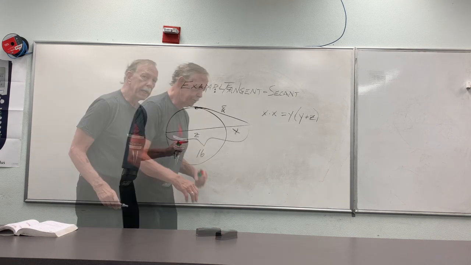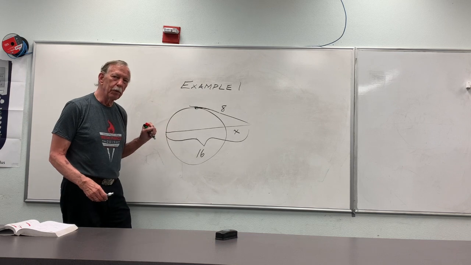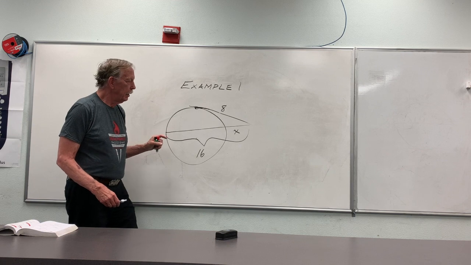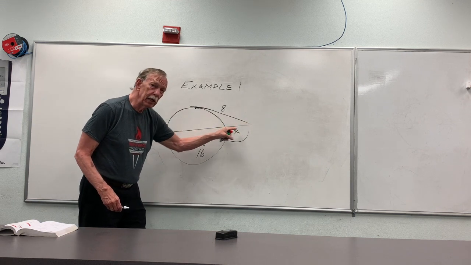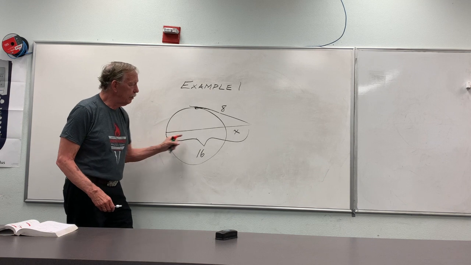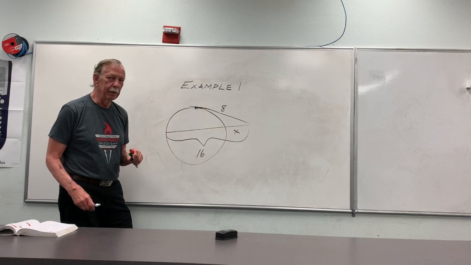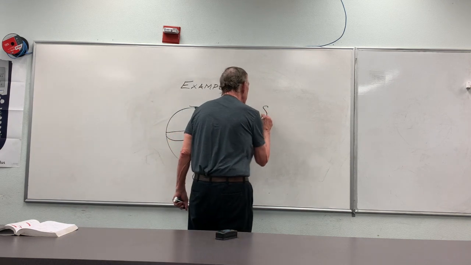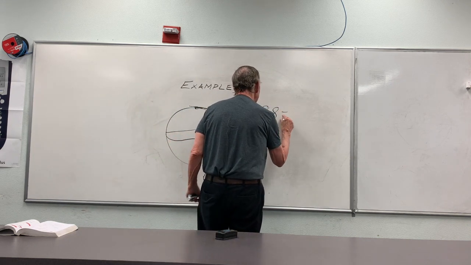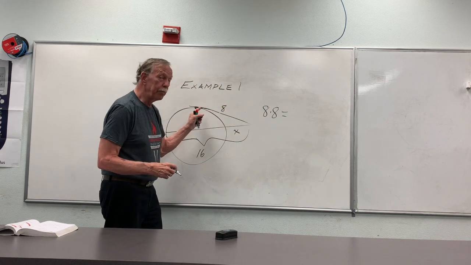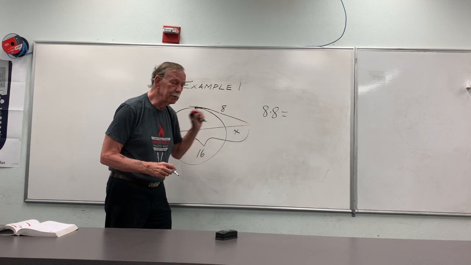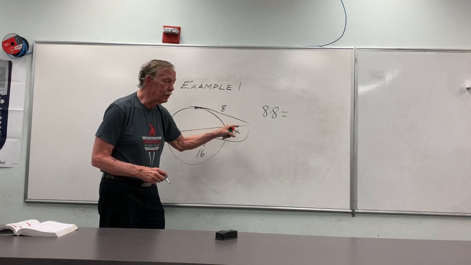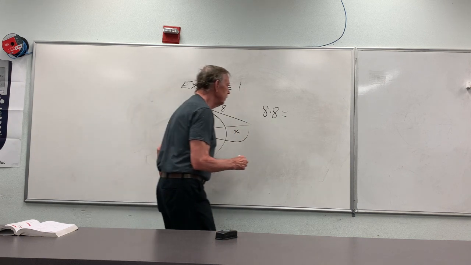Let's do that. In this example, the piece of the tangent here is 8. The piece of the secant outside the circle is unknown, and the length of the whole secant is 16. Using the equation that we just did, 8 times 8, the piece of the tangent times itself, is going to be equal to the piece of the secant outside the circle times the whole secant.